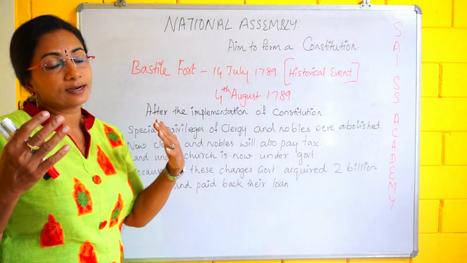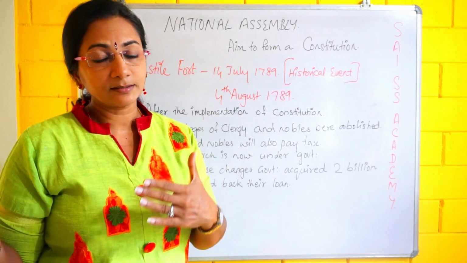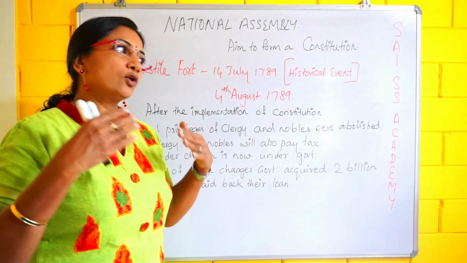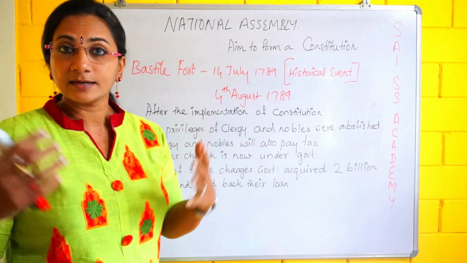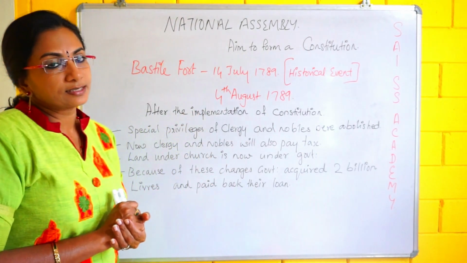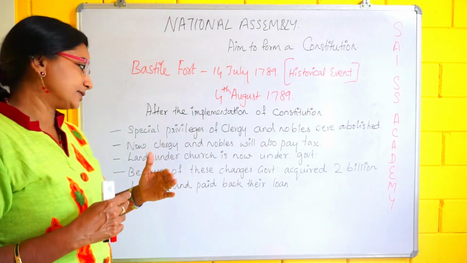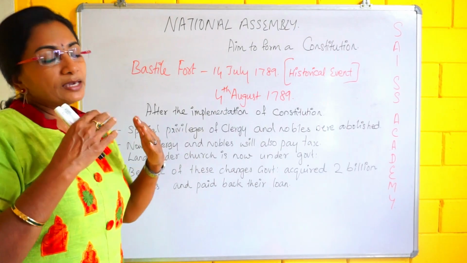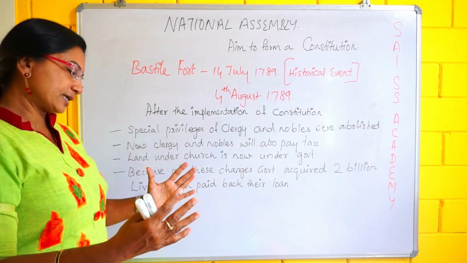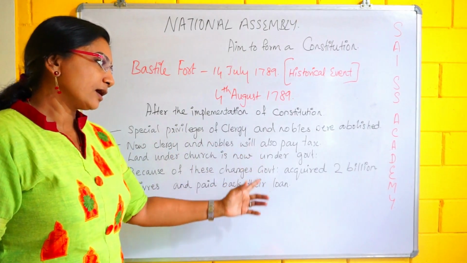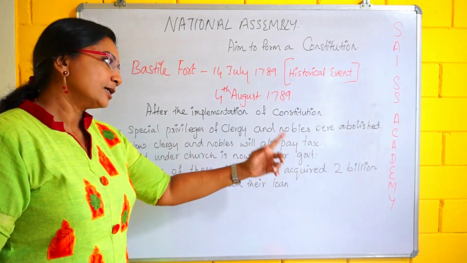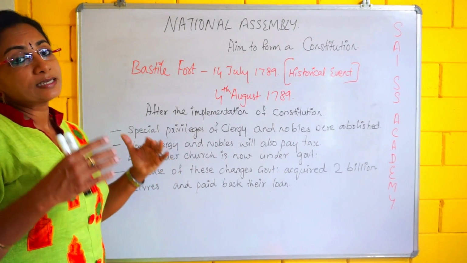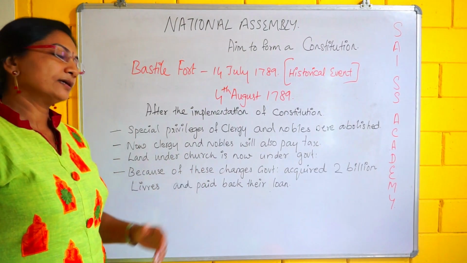We already learned that they collected some taxes from these peasants, no? That were also abolished. That means the peasants now don't have to pay the taxes to the clergies and the nobles. Okay. And another thing is that land under the churches is now under the government. Because of all these changes, the government collected 2 billion livres.